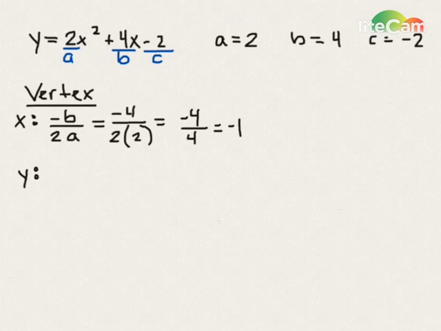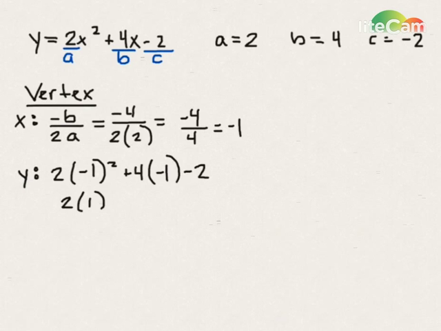To find the y value of the vertex, we plug in the x value into the equation. So wherever we see x, we plug in negative 1. Then we evaluate it. So negative 1 squared is going to give us a positive 1. So that becomes 2 times 1, plus 4 times negative 1 gives us negative 4, and then minus 2. 2 times 1 is 2.